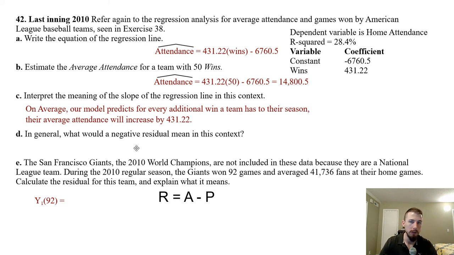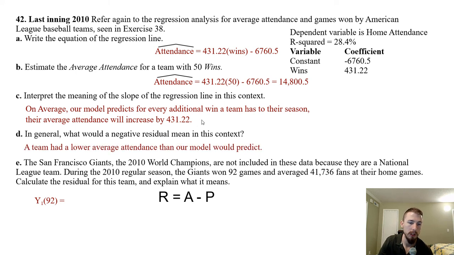All right, in general, what would a negative residual mean? So negative would mean it was less than predicted. So that would mean that a team had a lower average attendance than our model would predict, which is not what you would want. That means you're winning a lot of games, but no one's showing up for them.